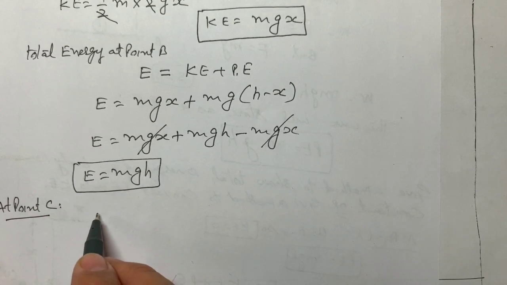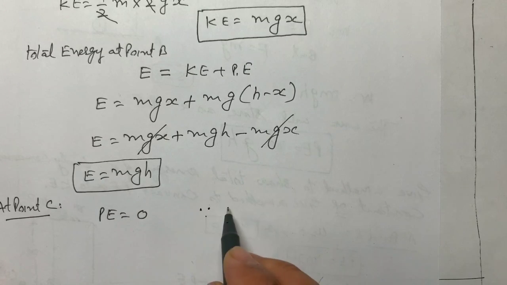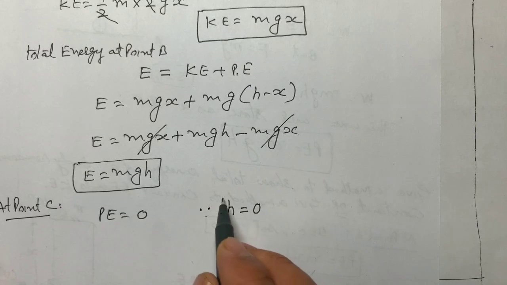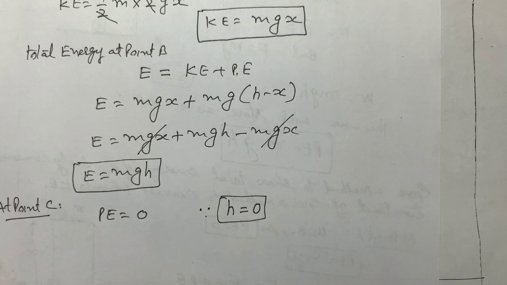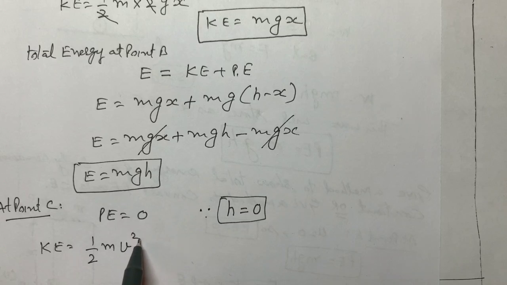Now at point C, potential energy is equal to 0 because the body approaches the earth and its height becomes 0. So h = 0 means potential energy is 0. Now what is kinetic energy at point C? You know kinetic energy is always equal to half m v squared. Now here v is supposed to be v dash. Now put here v dash.